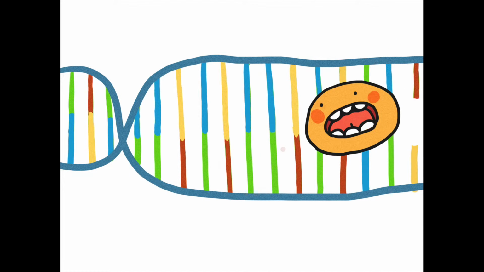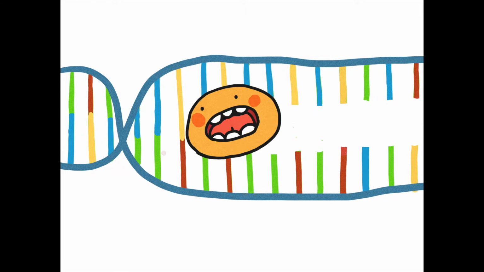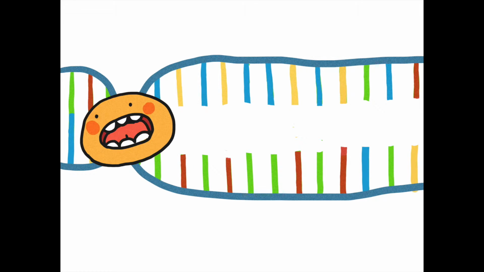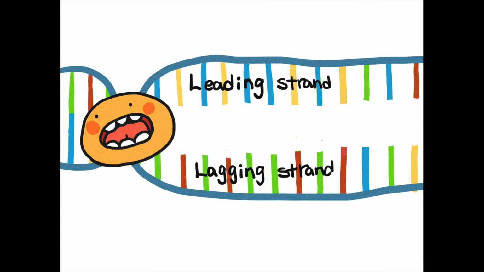First, helicase will separate DNA into two strands by breaking the hydrogen bonds. Here, the top strand is called the leading strand and the bottom strand is called the lagging strand. These two strands run in opposite directions.